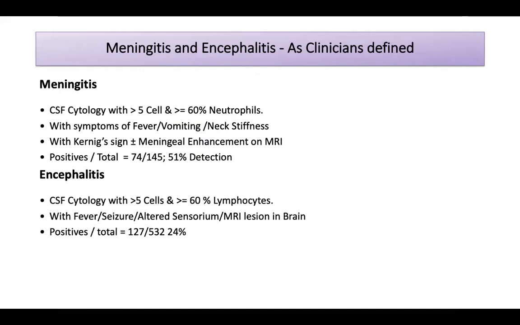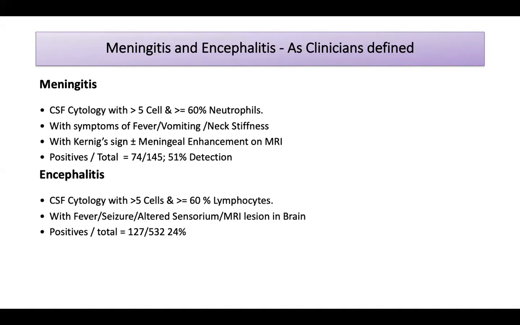Now, among all these cases, focusing back on the encephalitis, this is the main point I wanted to make. We asked the question: among these cases, is there a classical textbook presentation of encephalitis? Yes, we said fever, seizures, altered sensorium, MRI lesions in the brain, and CSF cytology showing greater than 5 cells, and 60% of them are lymphocytes. We got 532 positives for this encephalitis-like picture, and out of them, SCS detected pathogens in 127. There is only 24% detection.